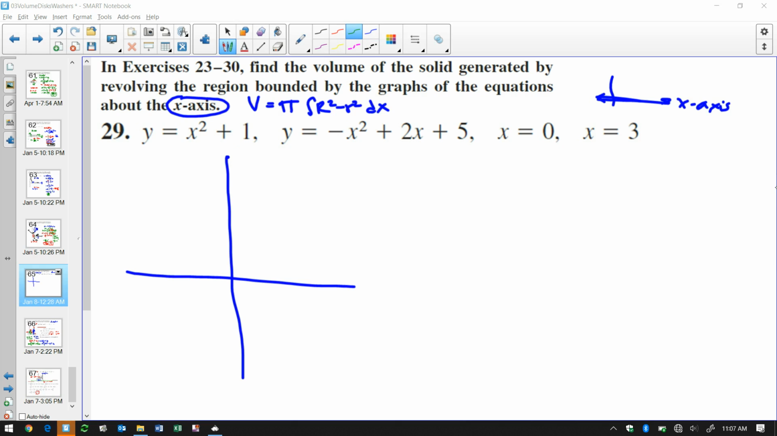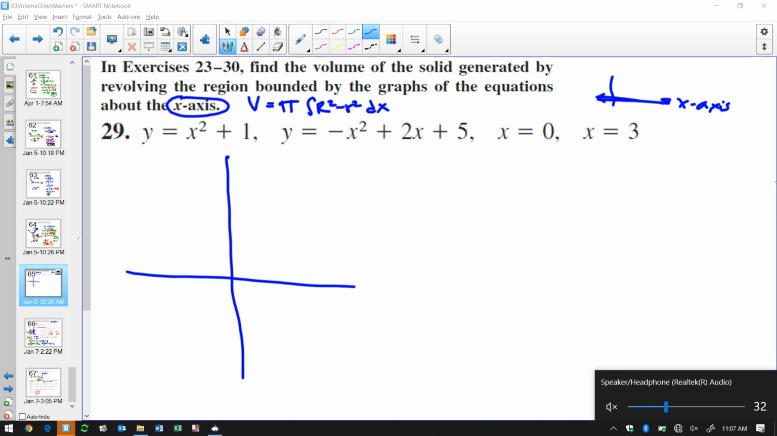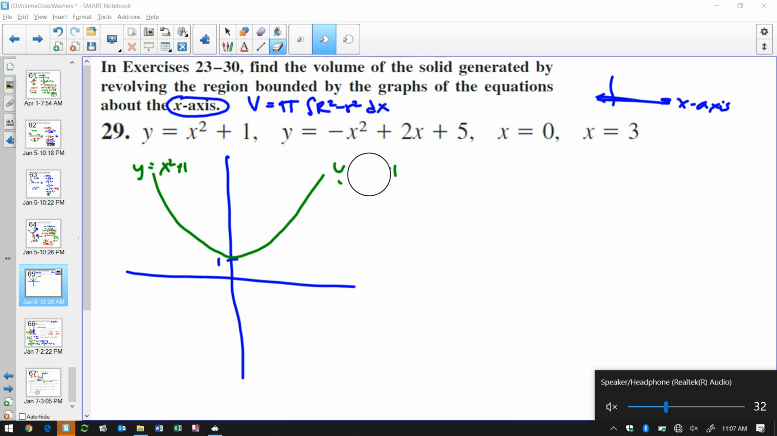If I find 1 here, this parabola will look something like this, y equals x squared plus 1. Let me move it over here. And then I also have another equation, y equals negative x squared plus 2x plus 5.